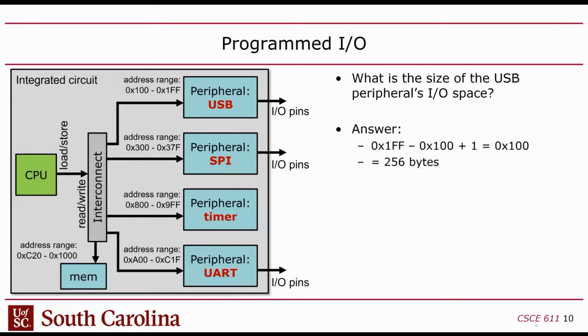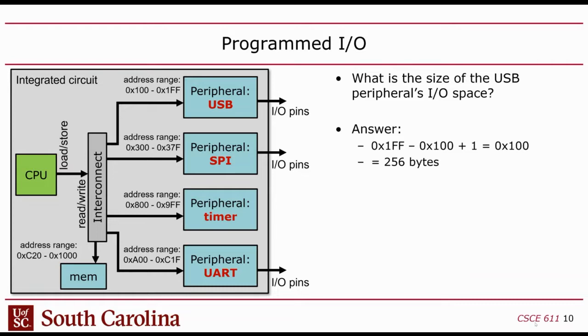So one of the questions I might ask you about this is, what is the size of the I/O space associated with one of the peripherals here, which is the USB? This is basically just a subtraction problem. It would be the upper range of the addresses minus the lower range plus 1, because it's an inclusive difference. And of course you have to deal with hex. I'm hoping you're comfortable with hexadecimal representation and arithmetic here.